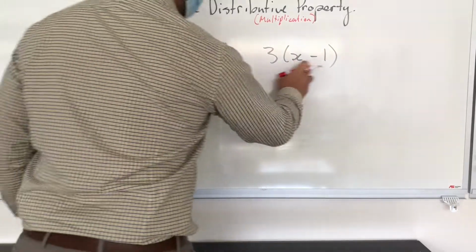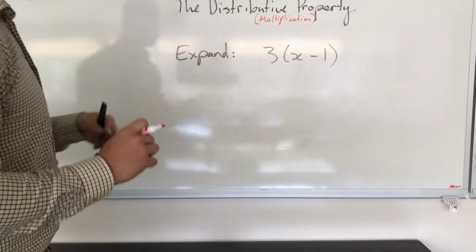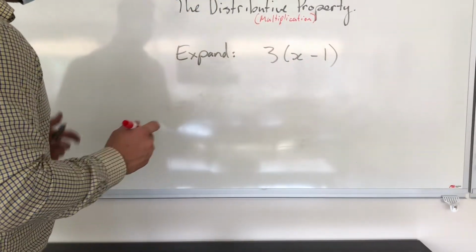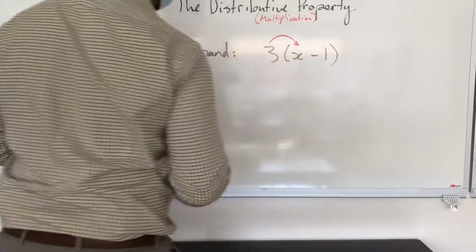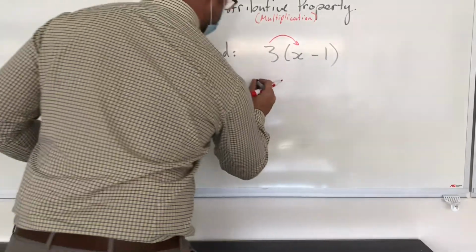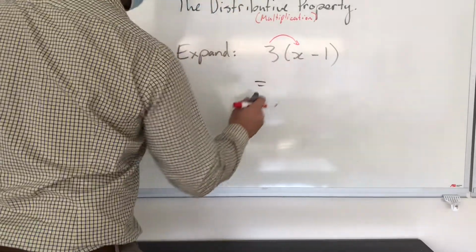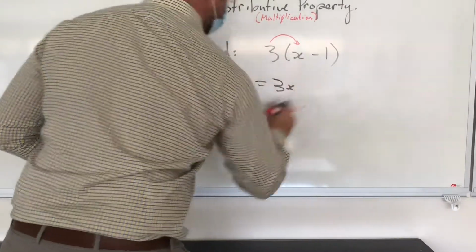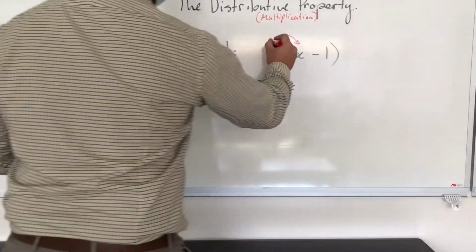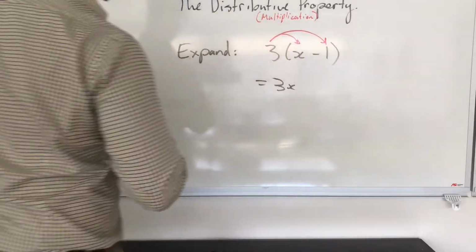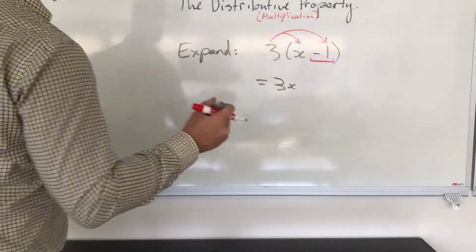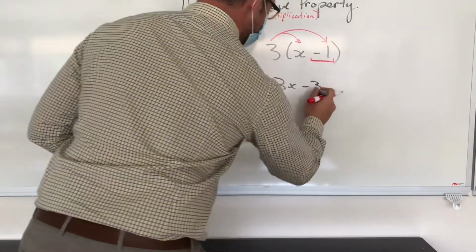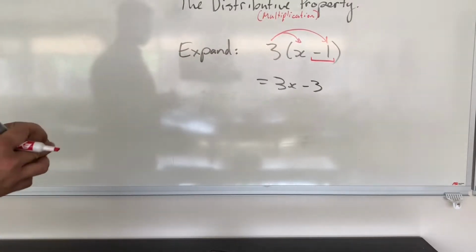I don't know what x minus 1 is, so I can't make that easier to then multiply it by 3. So instead, I multiply the 3 into each term. First I'll multiply 3 times x, which gets me 3x. Then I'll multiply 3 times negative 1, and I have to be careful that I multiply it by the entire value. So 3 times negative 1 is negative 3. And that's the distributive property.